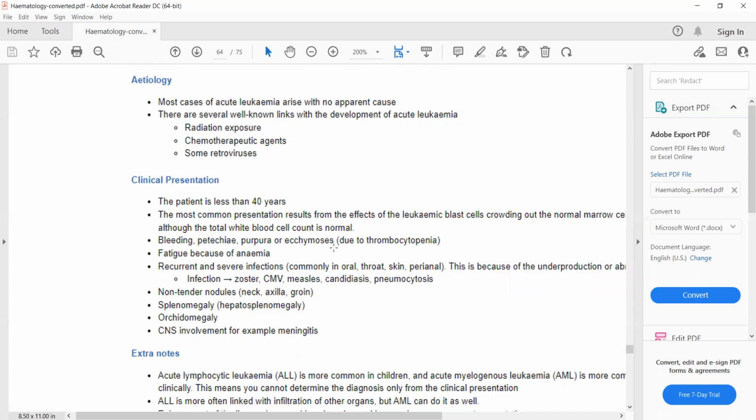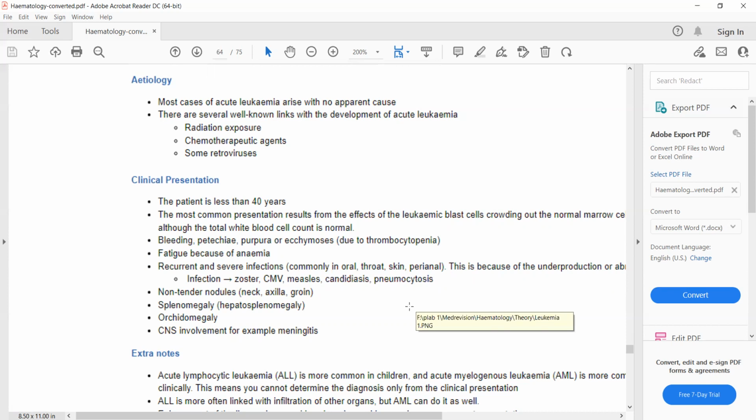The features of thrombocytopenia, we have discussed that whenever there's a platelet disorder, the patient will present to us with skin and mucosal bleed. So bleeding from the gums, petechiae, purpura, or ecchymosis is a manifestation of thrombocytopenia. And neutropenia will manifest as recurrent and severe infections, commonly in the oral, throat, skin, or perianal region. The person will have a history of recurrent severe infections.